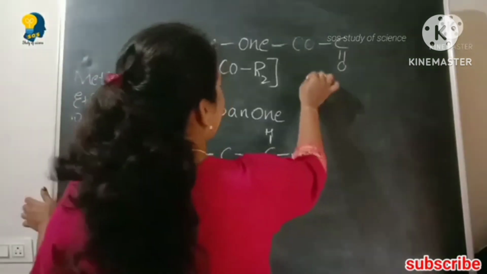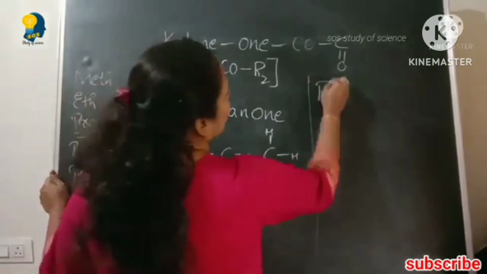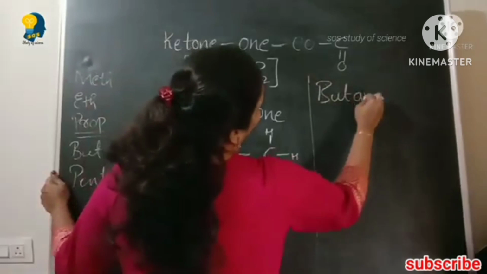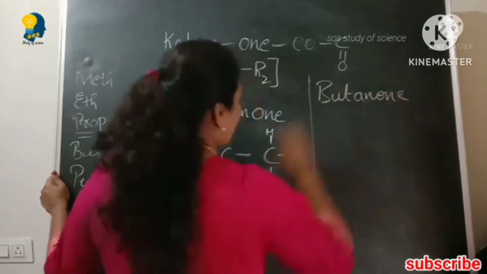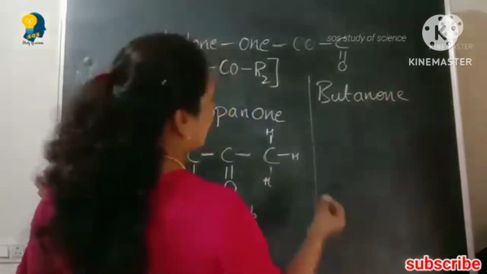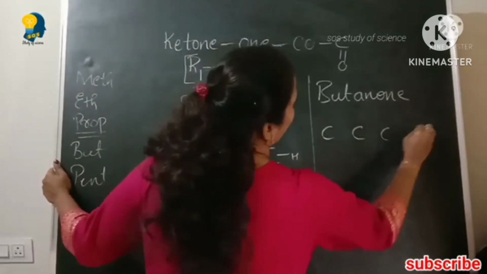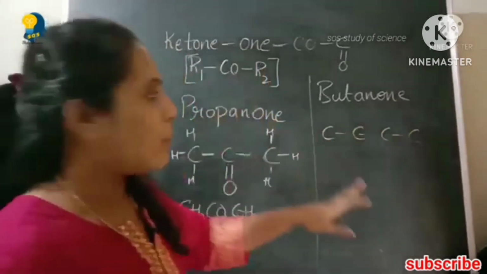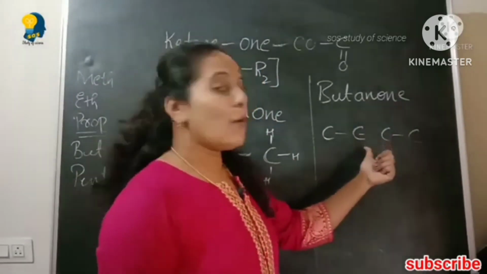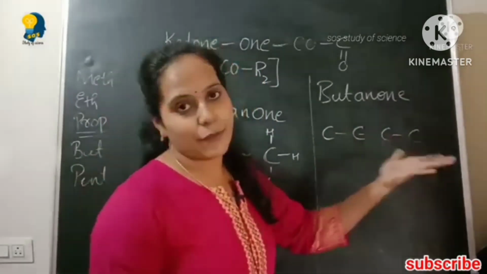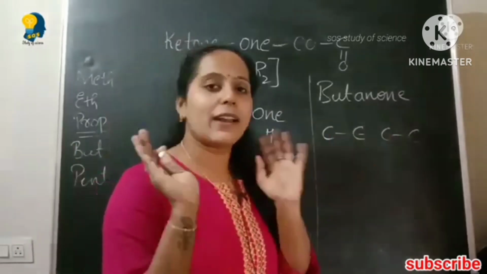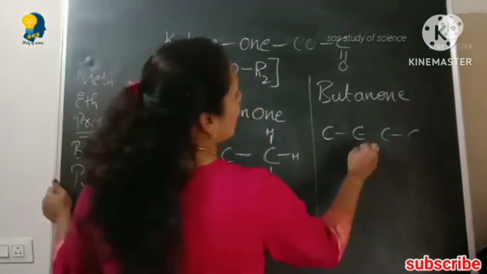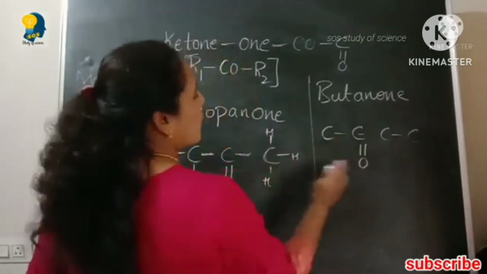Now let me teach the next member, that is butanone. Okay, guys, butanone, how many carbon? 4, right? So 1, 2, 3, 4 carbon. Correct, there will be single bonds. As it has to occur in between, guys, you can write the double bond oxygen here or here, anywhere. But it should not be at the end, it should be in the middle. So let me write the oxygen here.